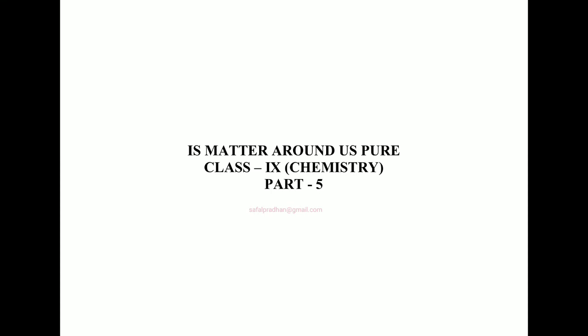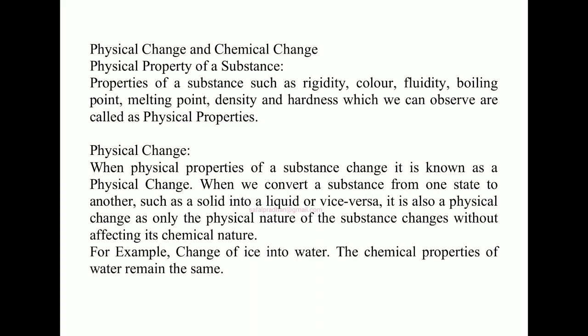In this final part we'll be dealing with pure substances. In the first part I told you that matter has two types, pure substances and mixtures, or impure substances. Till now we were talking about impure substances or mixtures. In this video we'll talk about pure substances, but for that you need to understand two things: physical change and chemical change. What is a physical change, what is a chemical change, or what is a physical property, what is a chemical property of any substance.